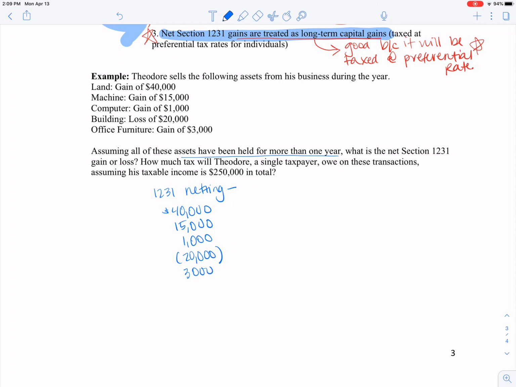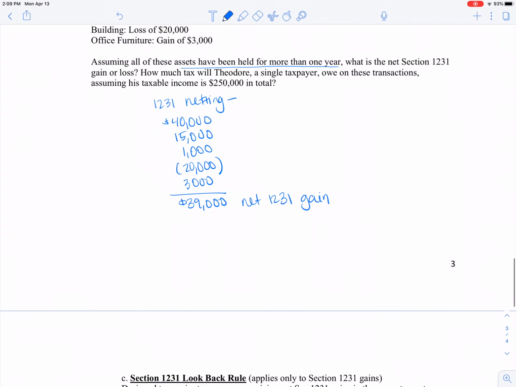And then another gain of 3. So we net those all together and we have $39,000, and we would say this is a net 1231 gain. So we're in that category where we have a net section 1231 gain, and because it's a net 1231 gain, it gets capital gain treatment. So capital gain treatment means it gets to be taxed at the preferential rate. And the preferential rate for this taxpayer is going to be 15%. So the tax owed will be $5,850.